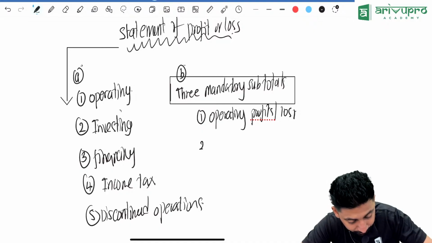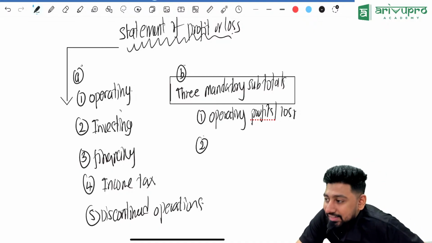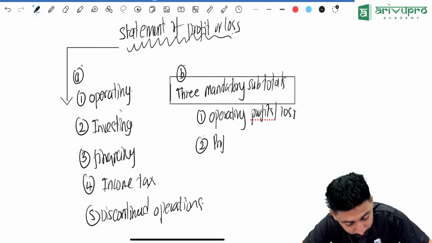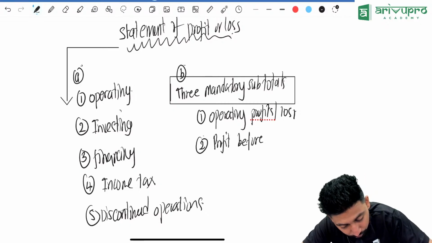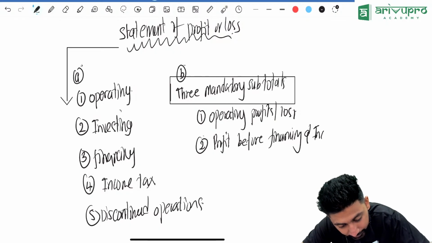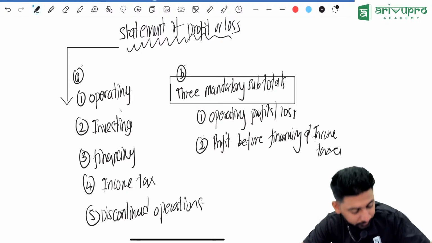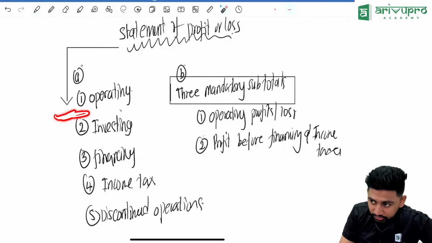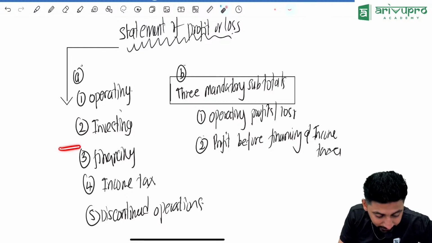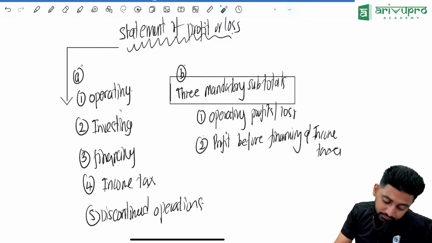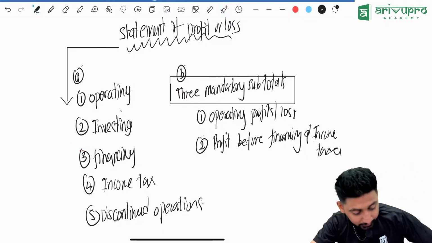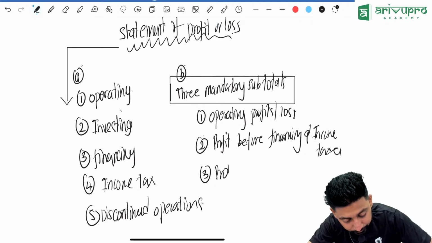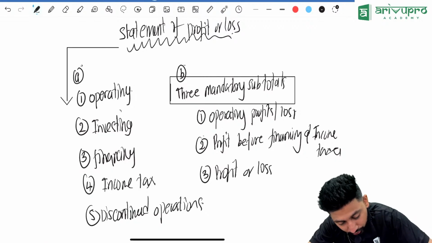Number 2, you will have to show profit before financing and income tax. Basically what they are saying is, under here you are going to show a subtotal. After that, at profit before financing and income tax, at this point you are going to show a subtotal. Are we clear? Understood? Number 3, the third category, profit or loss for the year.